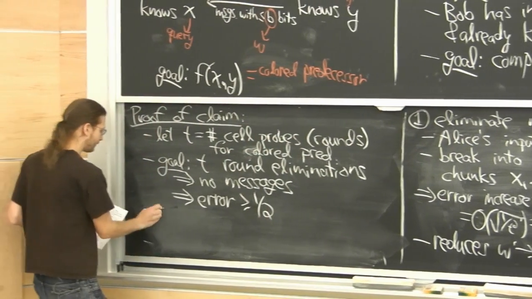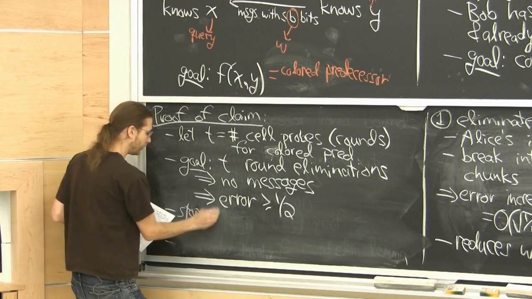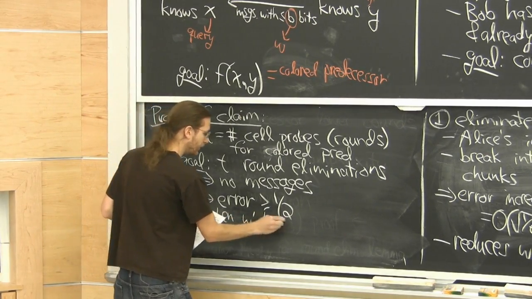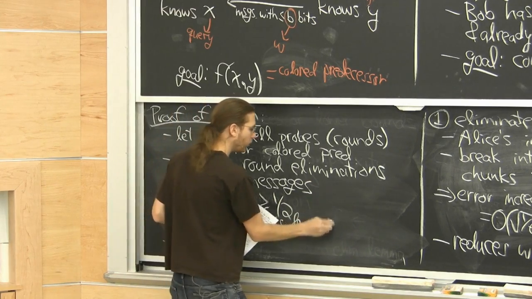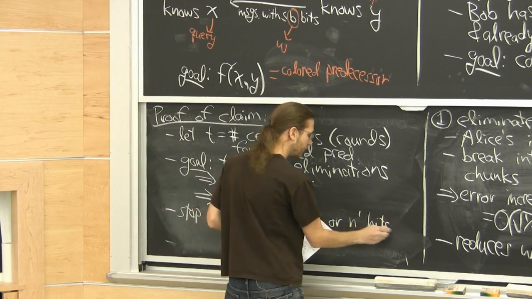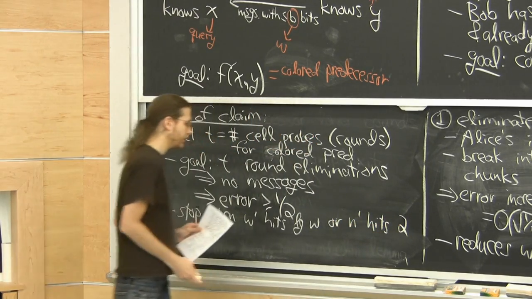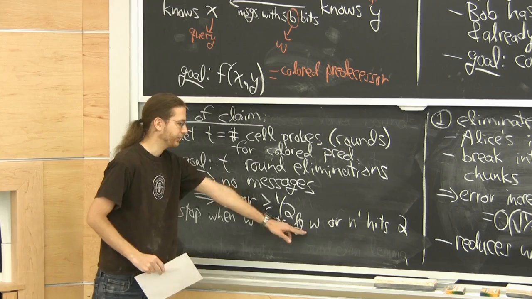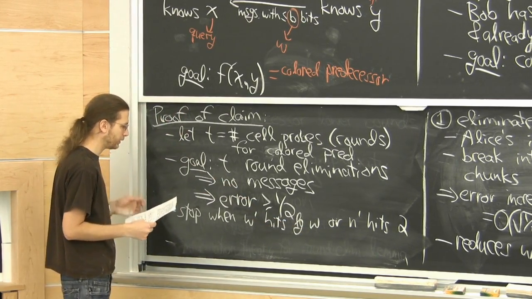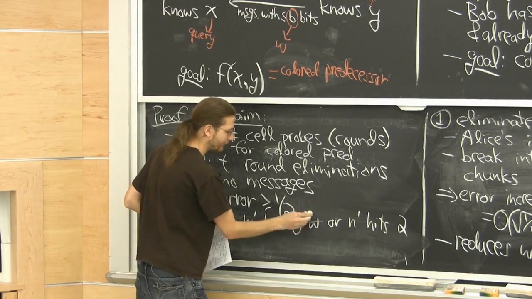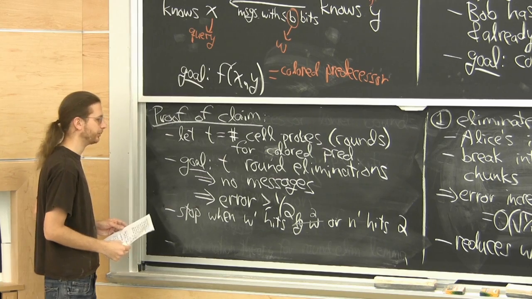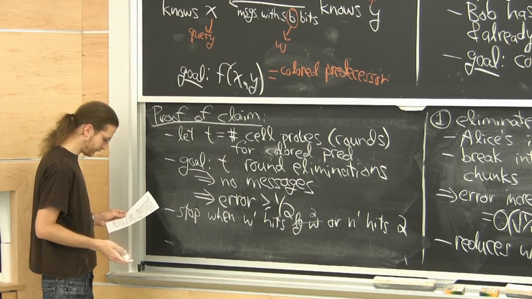So we have to stop when W prime hits log W, or when N prime hits 2, let's say. This is not really going to make a difference. You can also think of that as 2. In fact, I'll just do that, just to clean the arithmetic a little bit. Fine.